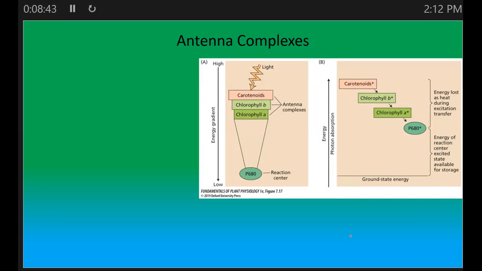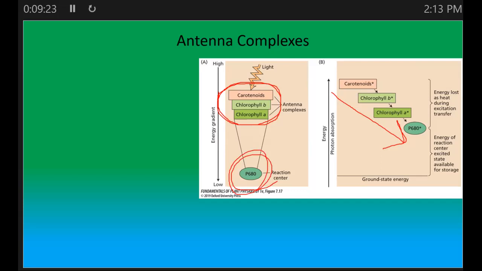And so they're showing here the carotenoids, chlorophyll B, chlorophyll A, those are the antenna pigments. What they're trying to show here is they got hit with light energy, which has essentially excited them. That's what the energy gradient shows, high after they've absorbed light. Then they're trying to show that this light energy gets to where it's needed, which here is this P680. The P680 is called the reaction center. It's one of the reaction centers.